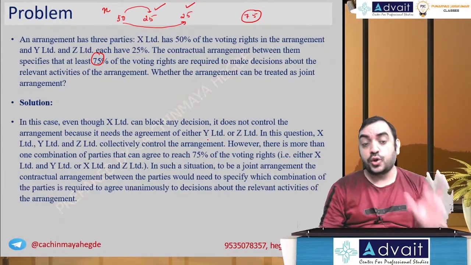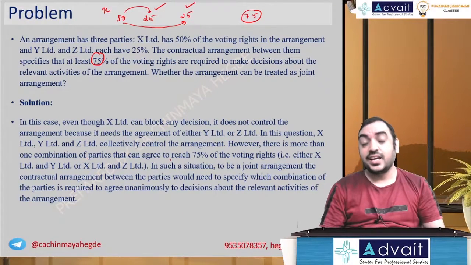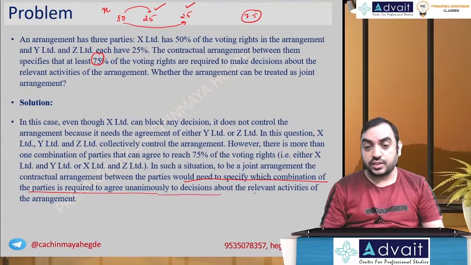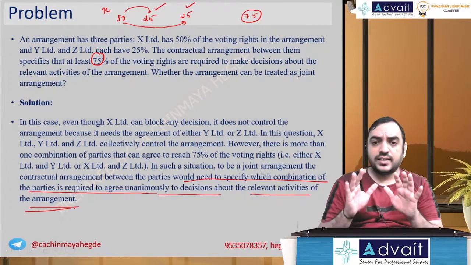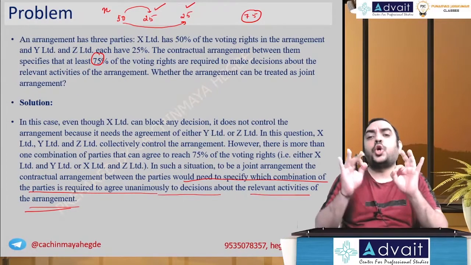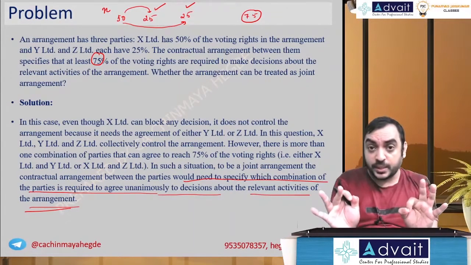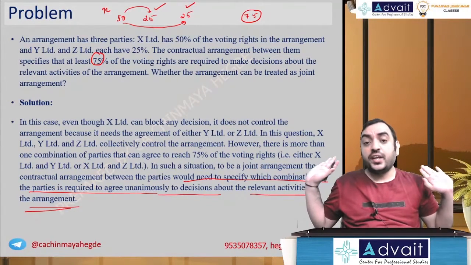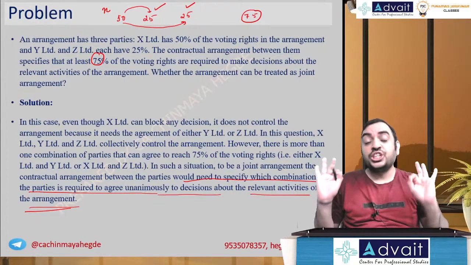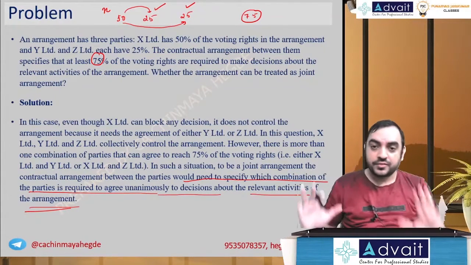However, there is more than one combination of parties that can agree to reach 75% of voting rights. In such a situation, the contractual arrangement between the parties would need to specify which combination of the parties is required to unanimously decide about the relevant activities of the arrangement. So basically, they are telling that if there is no contractual arrangement between the parties, there is no joint control. Fine.